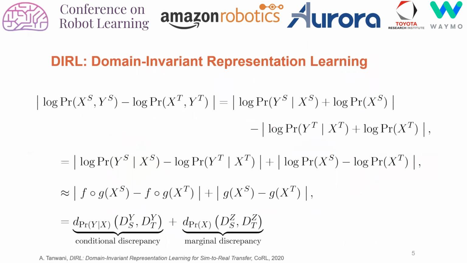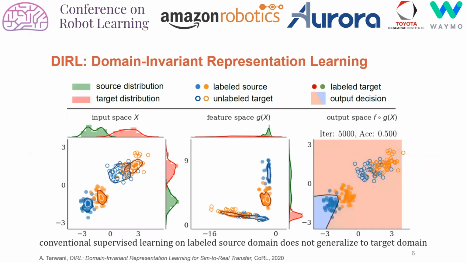To this end, we present a domain-invariant representation learning approach that semantically aligns both the marginal and the conditional distributions by leveraging a few labeled examples of the target domain. The joint discrepancy across domains is minimized by minimizing the sum of both the marginal and the conditional discrepancy across domains. To make it concrete, consider this two-dimensional example with two classes as shown in orange and blue.